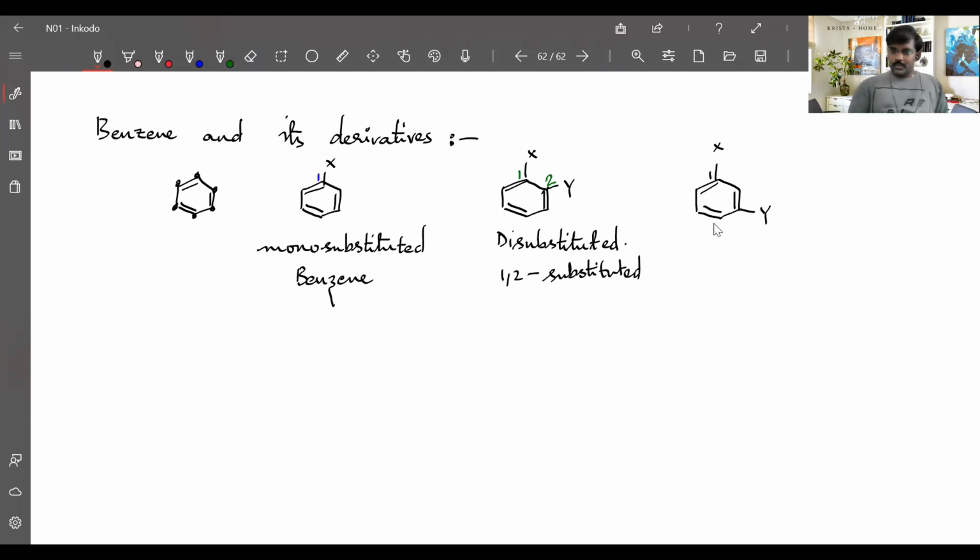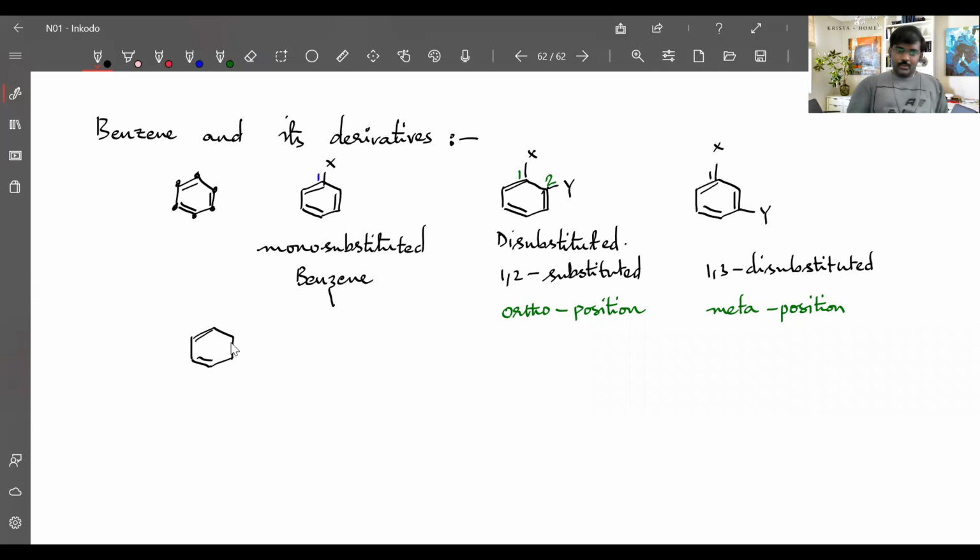Now in this case, this is also disubstituted only, but this time it is 1, 3 disubstituted. So this 1, 2 substituted compound is called the ortho position. Ortho substituted compound, 1, 2 position is known as ortho position. And the next, 1, 3 position, that is called the meta position. Similarly, let's go with the 1, 4 substitution.